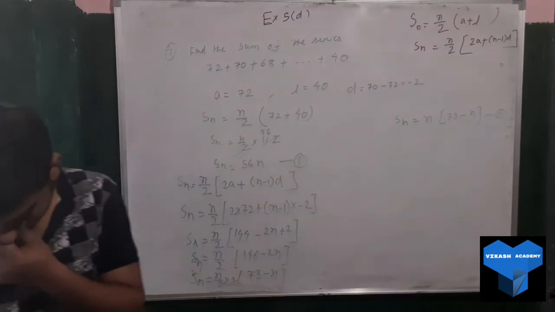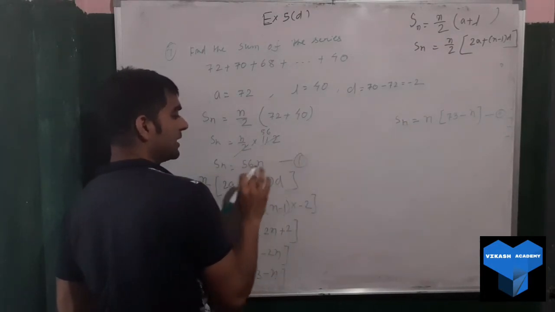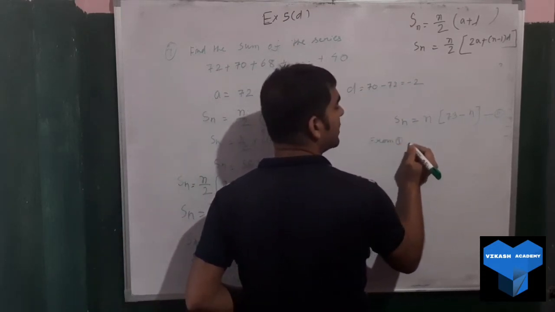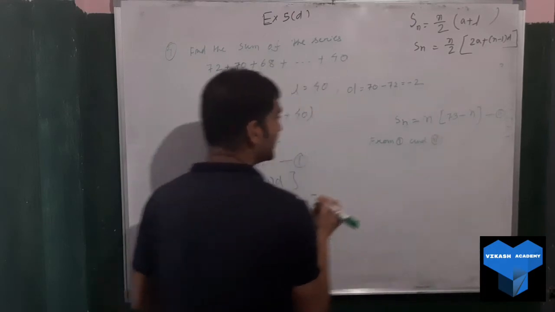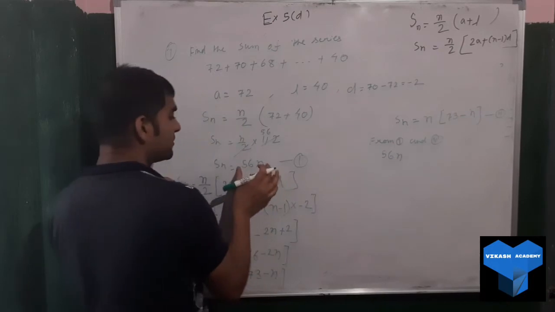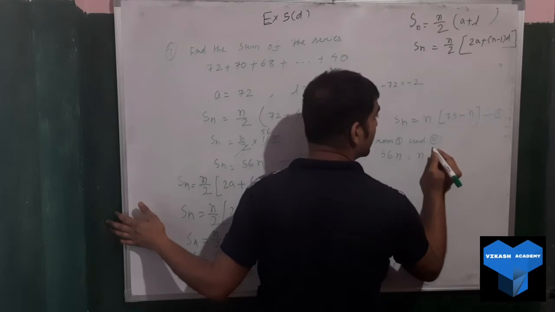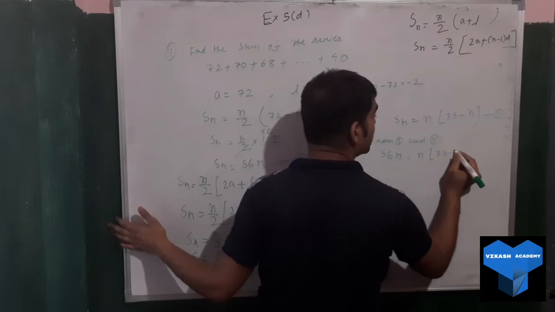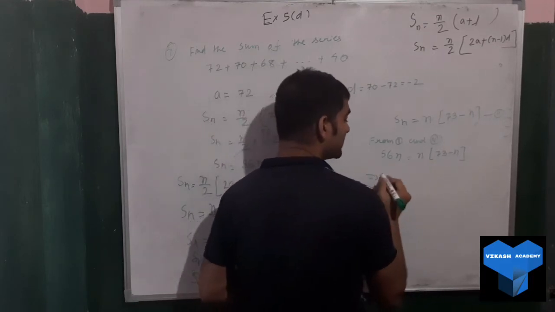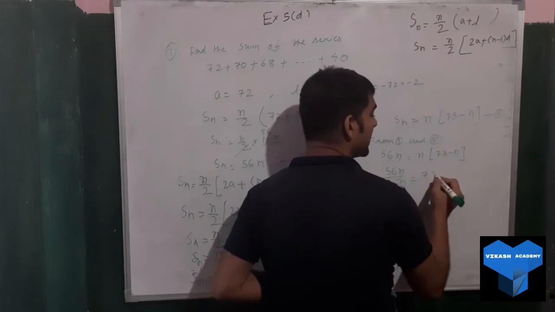Now, from equation 1 and 2, what will we have? Here also S_n is equal to this value, and here also we are getting S_n, so we can equate these values. So from equation 1 and equation 2, we equate: 56n will be equal to this one, n into 73 minus n. Next, bring n to this side, so it will be 56n by n equal to 73 minus n.